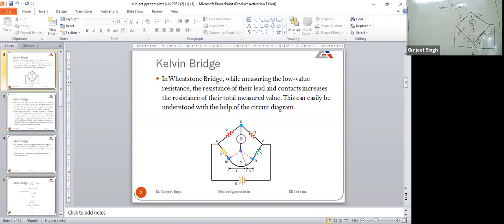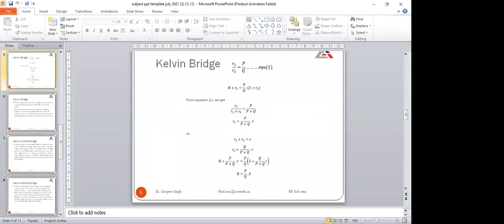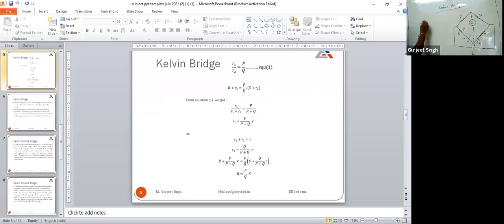Now, Sir, moving toward the equation of the bridge. According to this bridge, we have R1 upon R2, that is the ratio of the resistance from the point M to the point D and from N to the point D. R1 upon R2 is equal to P upon Q. This ratio arm R1 and R2 is equal to the ratio arm of P and Q.